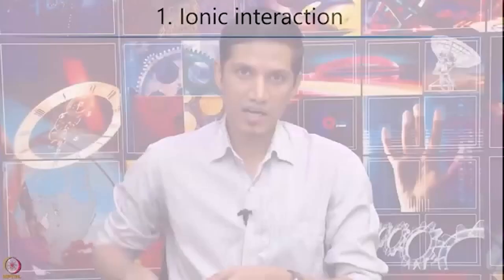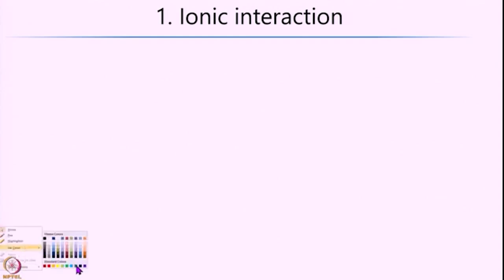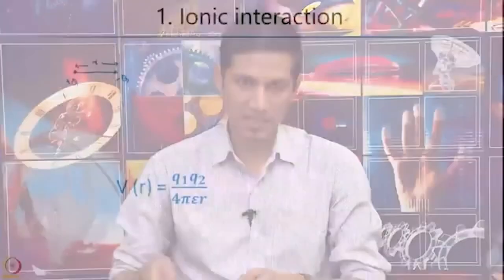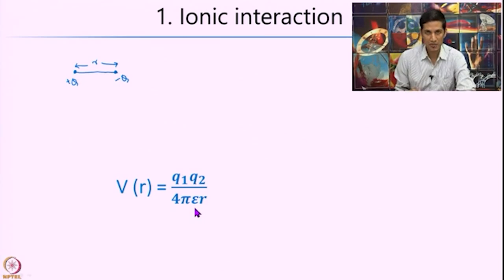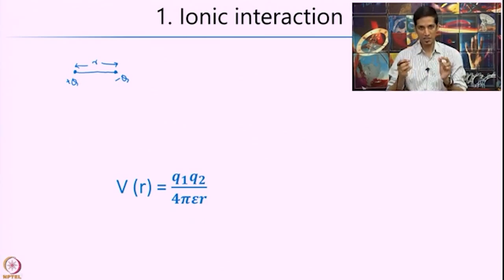So let's begin by looking at ionic interactions. For that, I'll just take point charges, let's say plus Q and minus Q, separated by a distance R. We know that the interaction potential of this kind of system is given by the Coulombic interaction, which I'm sure you would have studied in your 12th standard. That is V of R is equal to Q1 Q2 divided by 4 pi epsilon R, where epsilon is the permittivity of the system, R is the distance between the two charges, and Q1 Q2 are the charges of the individual ions we are looking at.